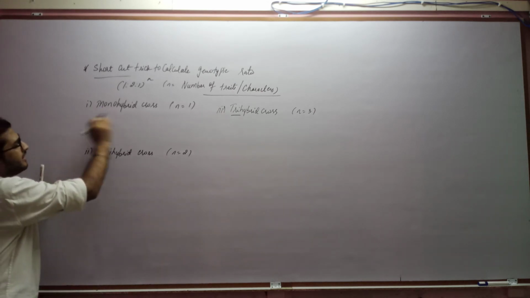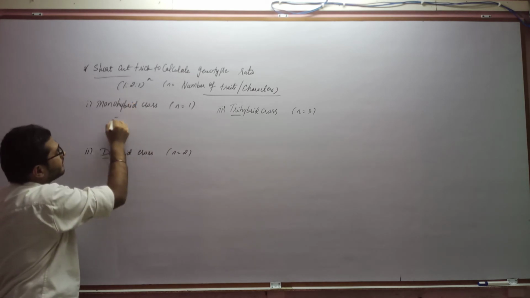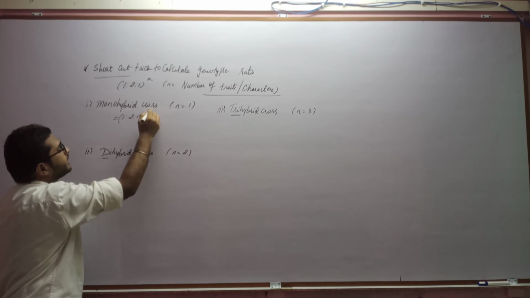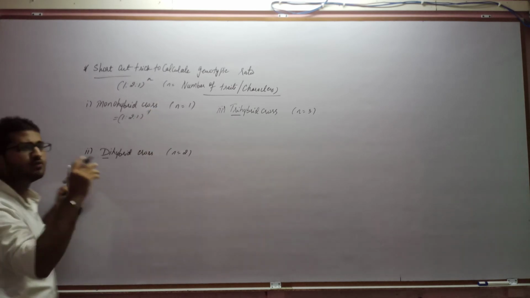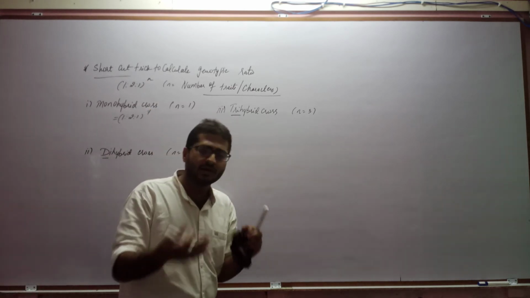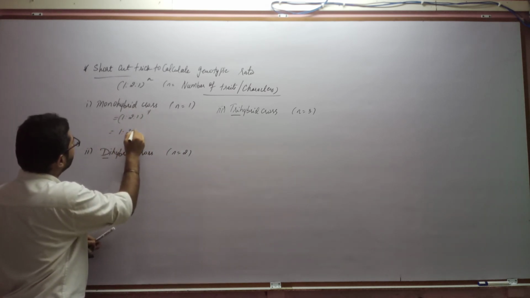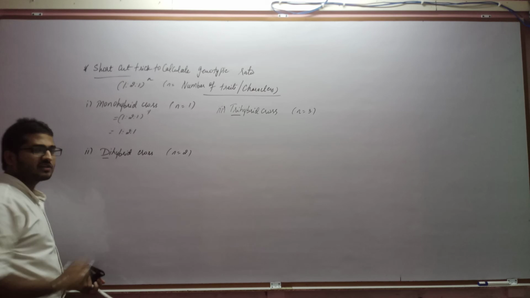So let us discuss for monohybrid cross experiment. Mono means n is 1. So the formula is 1:2:1 raised to n. N here would be 1. Why 1? Because only one trait or one character is involved in a particular experiment. So again it is the same, 1:2:1.